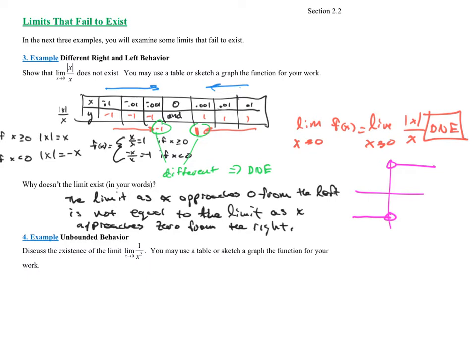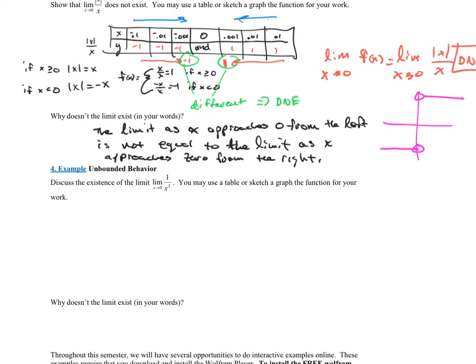Okay, so let's go on to the next one. It says discuss the existence of the limit as x approaches 0 of 1 over x squared. You may use a table or sketch a graph of your function for your work. Okay, so here I could use Desmos because I'm sitting here at home. I could use Desmos and look at the graph, but what I want to prepare you for is that test. Remember, you're not going to have Desmos when you take the test. You're not going to have that graphing utility. So how could we do it algebraically?